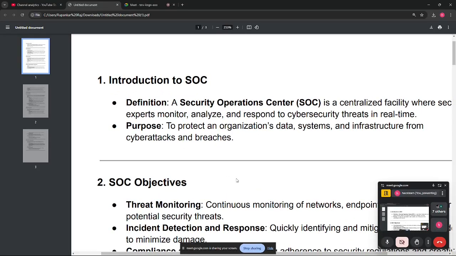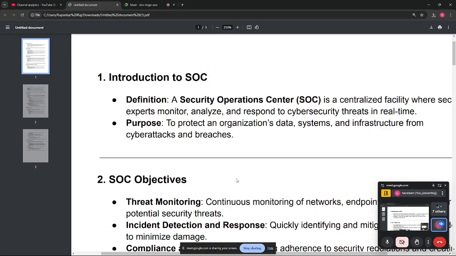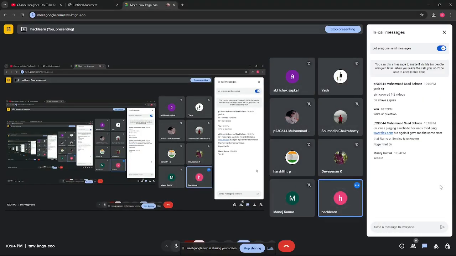Yes, yes. So hope everyone knows what SOC is, right? Everyone knows what SOC is and why we use this. Okay, so does anyone want to answer this question? What is SOC? Manoj, can you explain what is SOC?